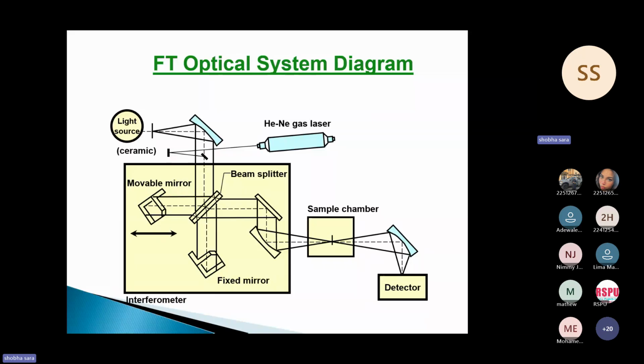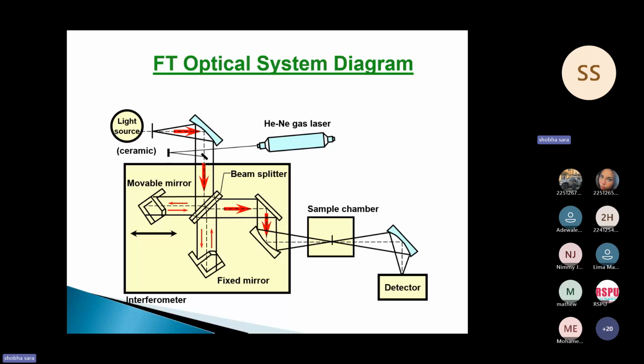I'll show you: the light source, then it goes to the beam splitter, one goes to the moving mirror, then the other goes to the fixed mirror. They will reunite and then it goes to the sample chamber. After passing through the interferometer, the light is focused on the sample in the sample compartment. Here we can see all of them are going at the same time, not one by one. There we were using a diffraction grating or prism to separate the wavelengths. Here all the wavelengths go at the same time to the sample chamber. The light is focused on the sample and then it goes to the detector.